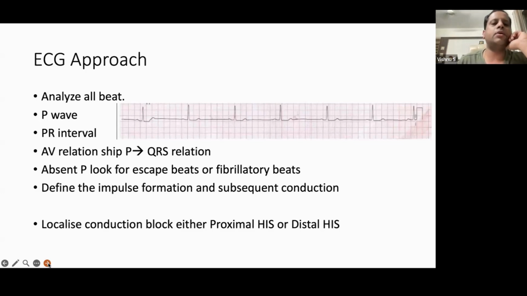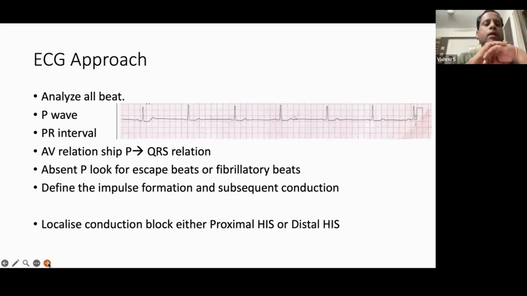And the PR interval is usually in the physiological range, 200 milliseconds. Always look at the atrioventricular relationship: for every P there should be a QRS in a normally conducting heart, and that QRS should be normally conducted. So the sinus node fires, the atria conduct, and all the impulses converge on the AV node with the normal physiological AV delay. This inscribes a PR interval of 200 milliseconds.